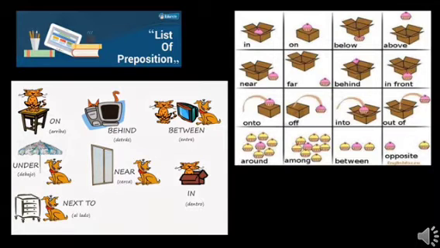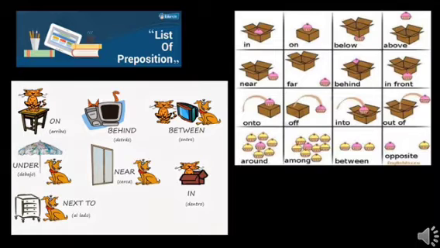Far away from the box. Behind, it's behind the box. In front, the cake is in front of the box. Onto, the cake is onto the box. Off, it's off from the box. Into, the cake is put into the box. Out of, the cake is out of the box, or taken out of the box.